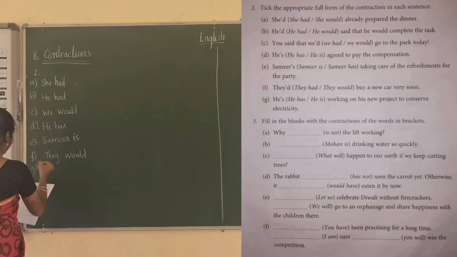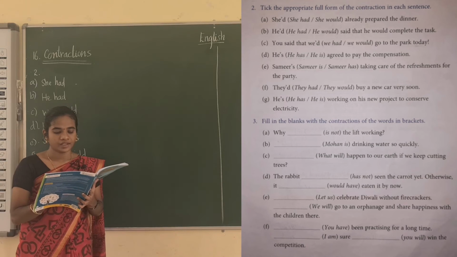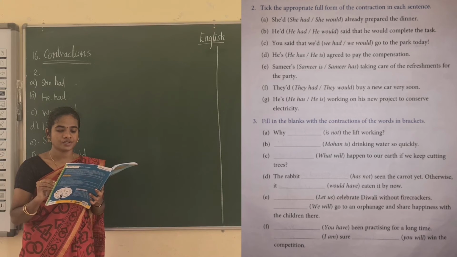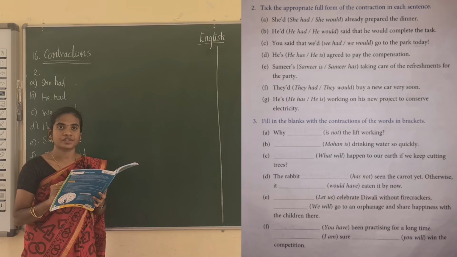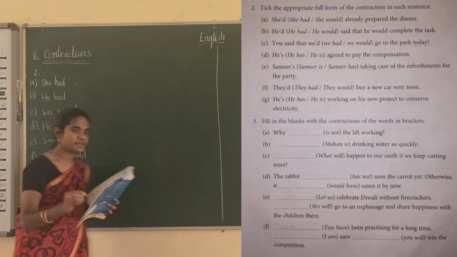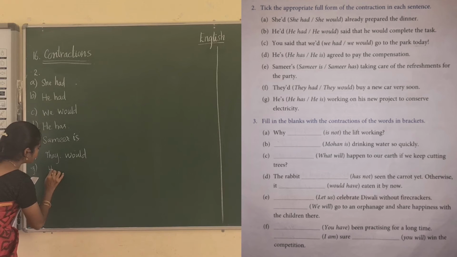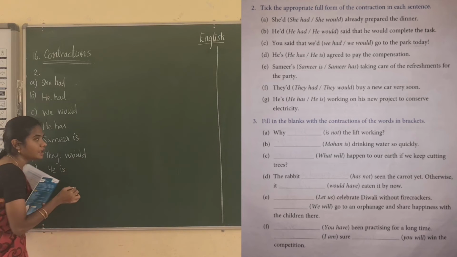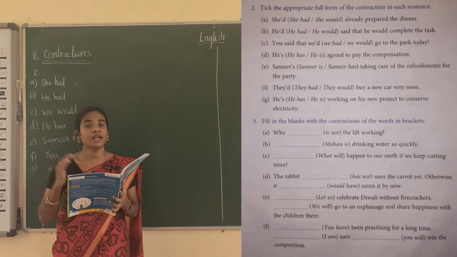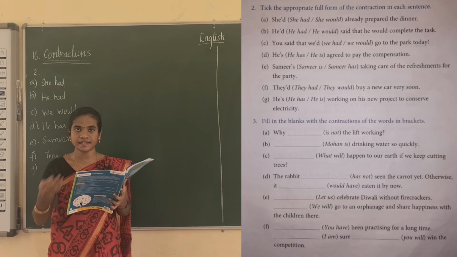See the G1. He is working on his new project to conserve electricity. So here the contraction is he is. He is used for the present tense. Okay, is used for the present tense. So we have chosen the appropriate contractions in the second exercise.